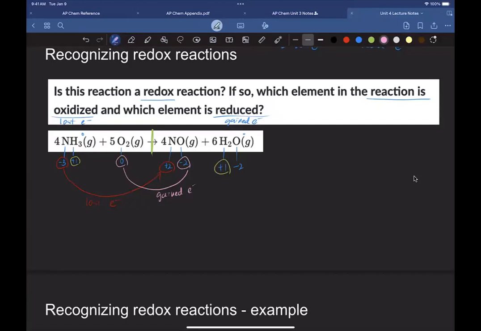So in this case, by comparing the charge before and after, we can know which one lost electrons and which one gained electrons. Oxygen was reduced because it gained electrons, and nitrogen was oxidized because it lost electrons. It became a more positive oxidation state.